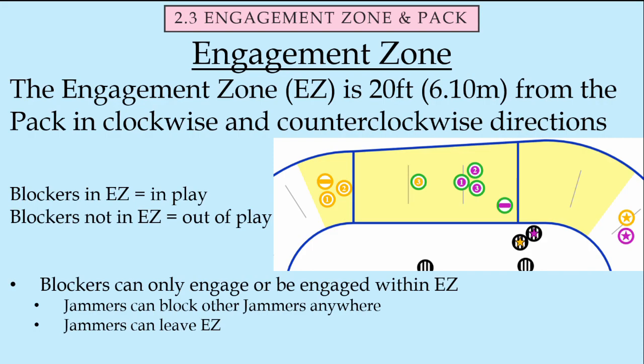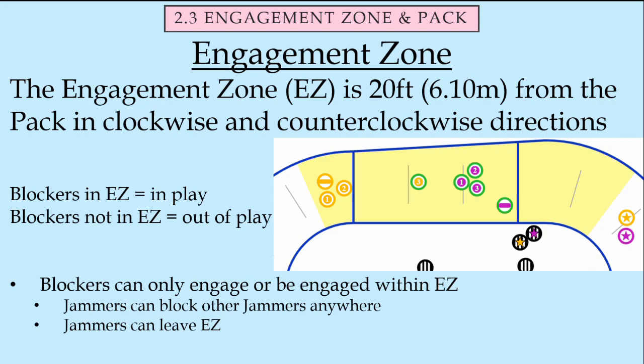The engagement zone is called the engagement zone because blockers can only engage or be engaged within the engagement zone. You can think of engage as another word for block. Blockers can only block or be blocked within the engagement zone. Jammers are treated differently, so jammers can leave the engagement zone. They don't have to stay there. And jammers can block other jammers anywhere. However, jammers cannot hit blockers who are out of play.